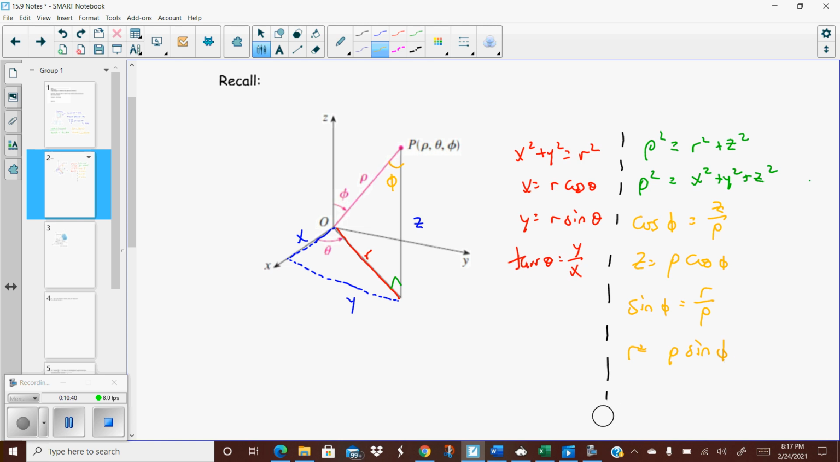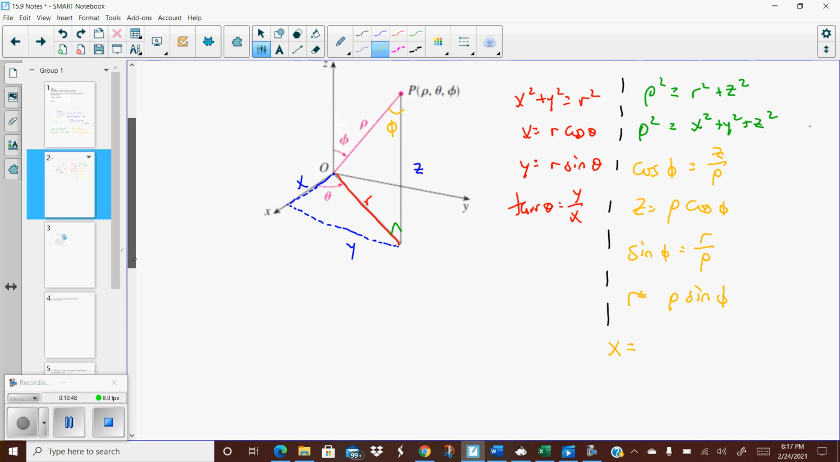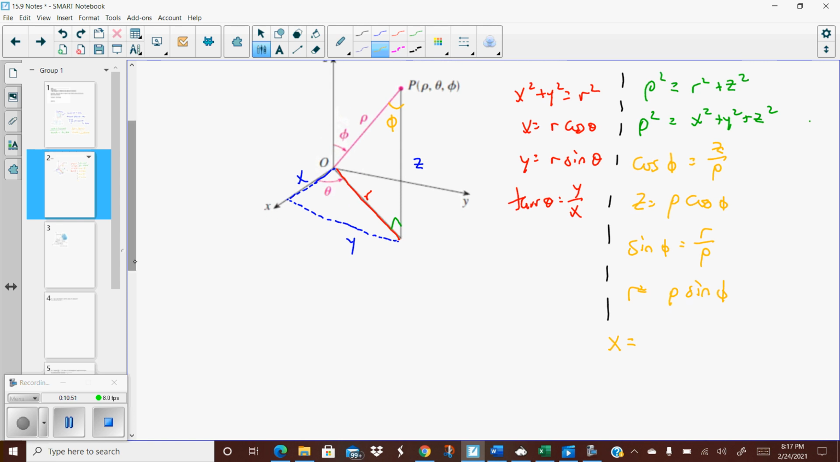And then if we needed the x and y values, so we know that x is r cosine theta, but r here is rho sine phi. So x is r cosine theta, r is rho sine phi cosine theta. And y is r sine theta, so that's going to be r, which is rho sine phi sine theta. All right, all of that is pretty much what we've already done.